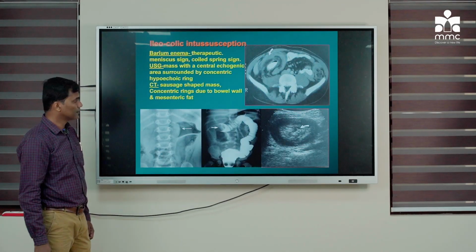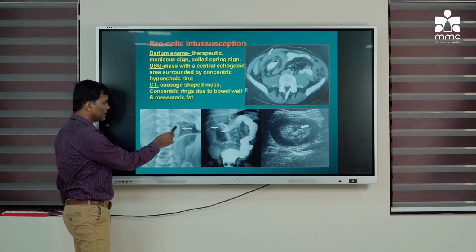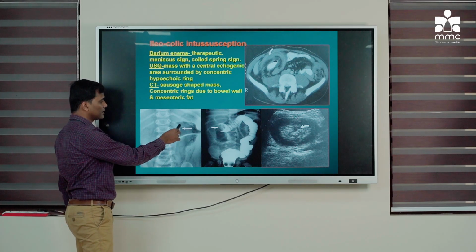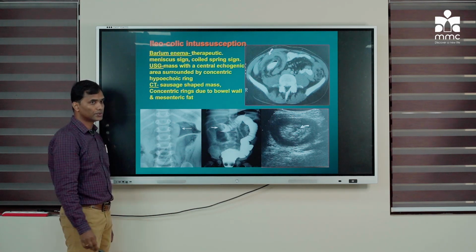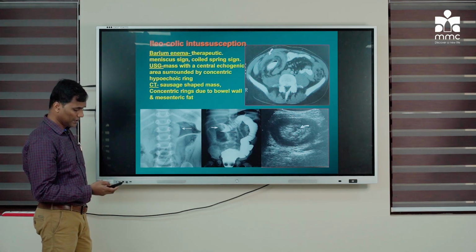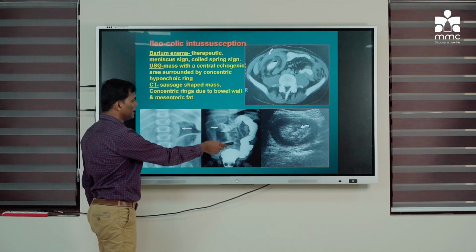So what are the findings? On X-ray you can see a mass like thing bulging into the distal bowel. This is a transverse colon, with a mass like soft tissue density bulging into the distal colon. A similar thing is seen in barium enema.